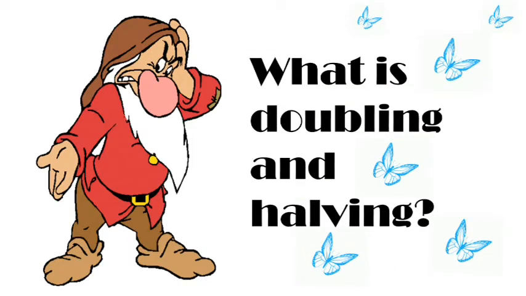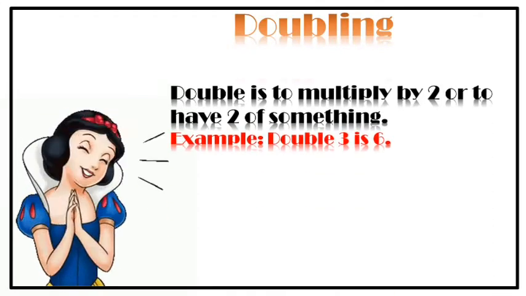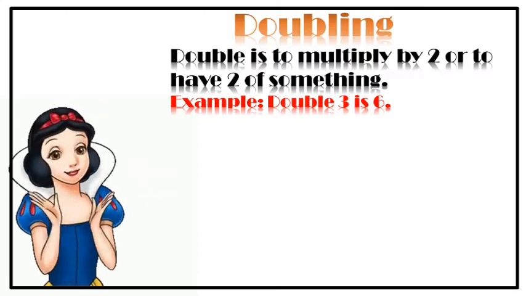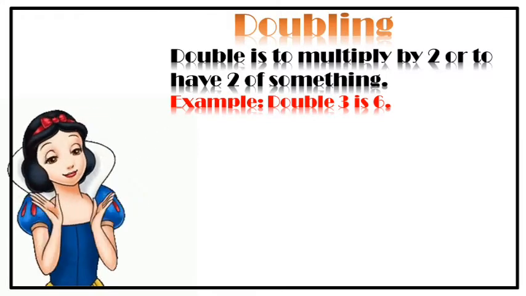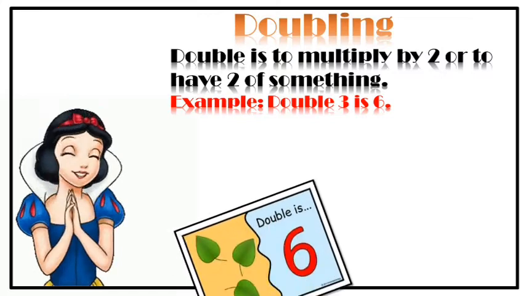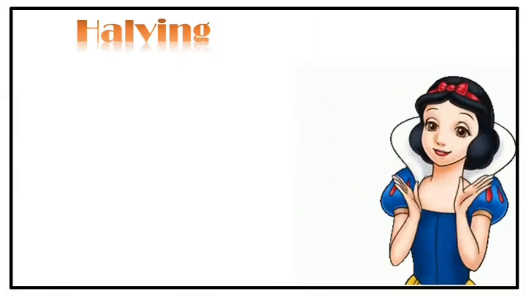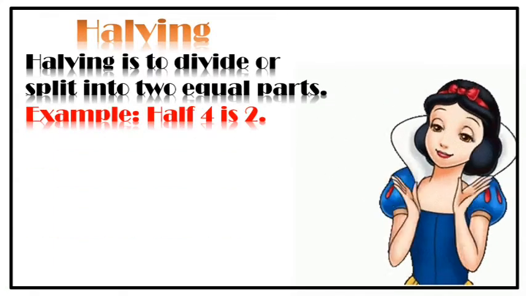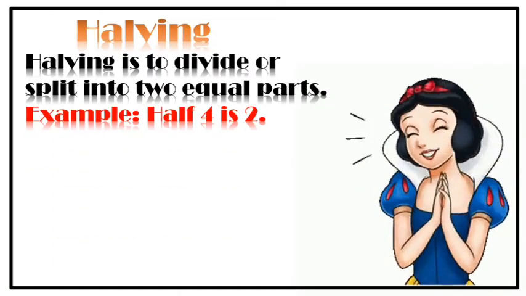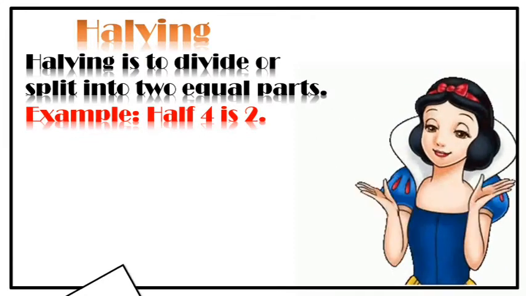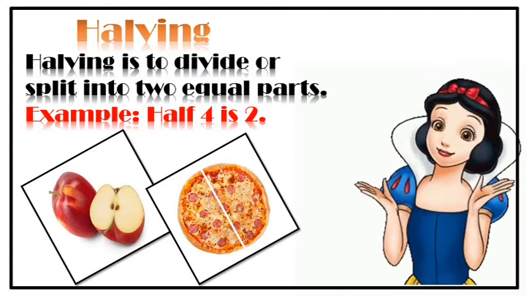Do you know what is doubling and halving? Very good. Double is to multiply by 2 or to have 2 of something. Example, double 3 is 6. Halving. Halving is to divide or split into 2 equal parts. Example, half 4 is 2.